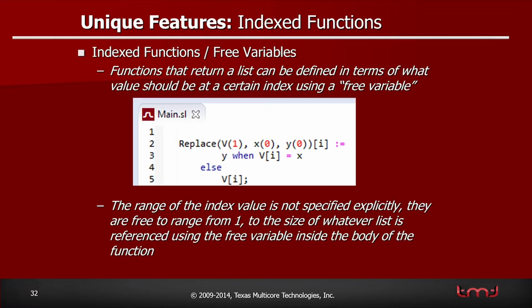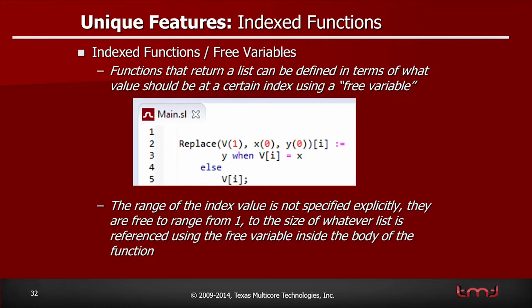These are similar to the free variables in mathematics, which allow you to define the elements of a list in terms of their positions. Something like x sub i is equal to i plus 1. In SequenceL, functions that return a list can be defined element-wise in terms of what value should be at a given index. We see an example of this here with the function replace. Replace takes 3 arguments, v, which is a list of depth 1, and 2 scalars, x and y.